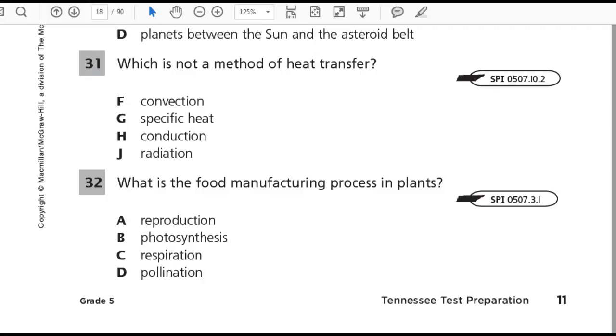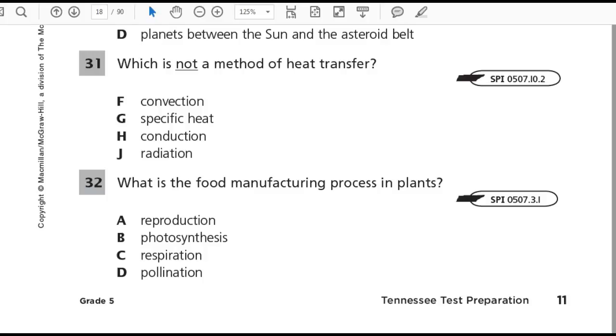Now, let's look at number 31. Which is not a method of heat transfer? Convection, specific heat, conduction, or radiation? Yes, you should have chosen G, specific heat. That's not one of the three ways.